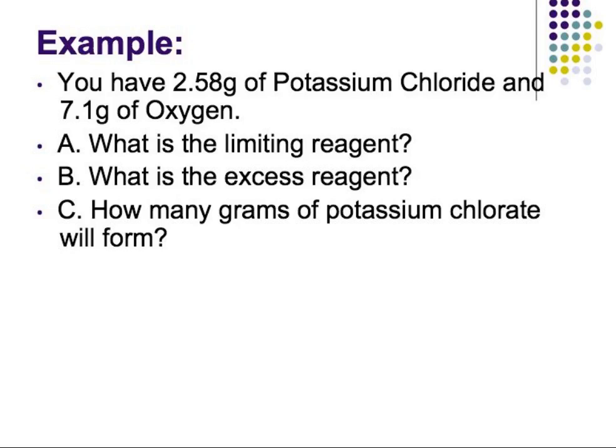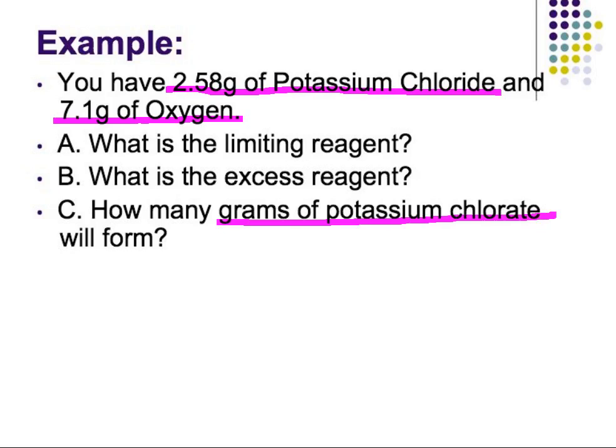First example. So here's what a typical limiting reactant problem looks like. We've got amounts of 2 things: 2.58 grams of potassium chloride and 7.1 grams of oxygen. These are our 2 reactants. We're going to write a balanced chemical equation using those 2 reactants. You should be able to do that. And then we're going to do 2 stoichiometry problems. Those 2 stoichiometry problems go along with our question C. How many grams of potassium chlorate will form?